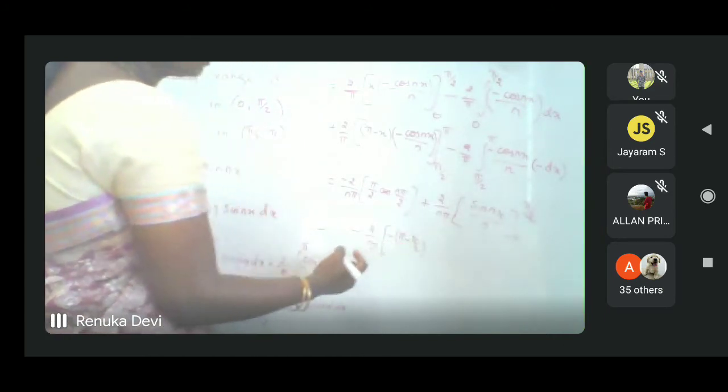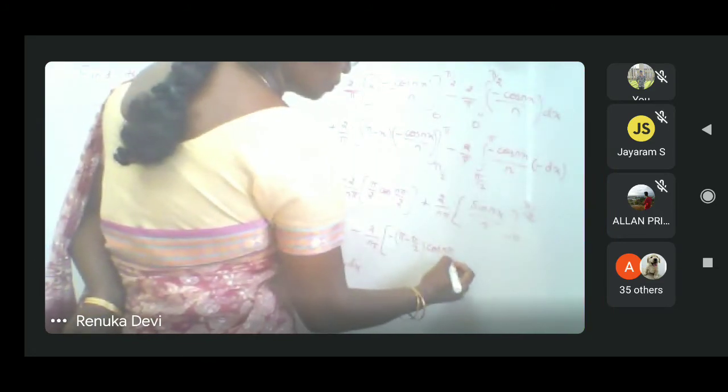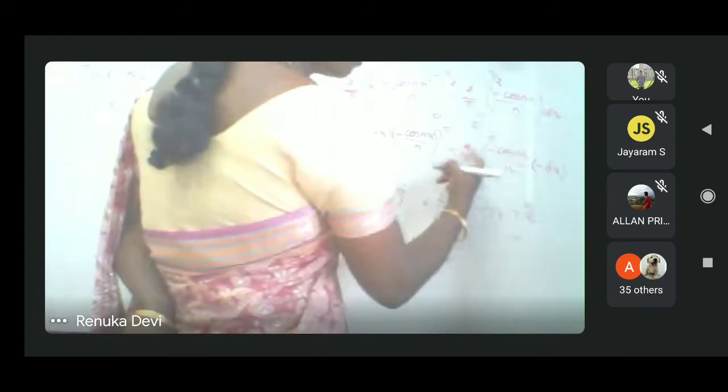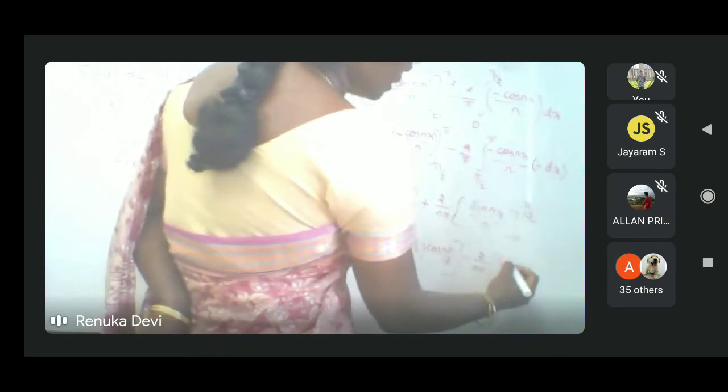When you substitute the lower limit, this is cos n pi by 2. Instead of x you are having plus minus. So 3 minus are there, so it is minus 2 by n pi. Integral of cos is sin nx by n. So pi by 2 to pi.